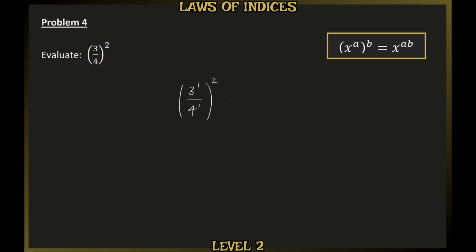So starting with the numerator, we're going to do 3 to the power of 1 to the power of 2, and so we multiply the two together, and we have 1 times 2 is 2. Similarly, in the denominator, 4 to the power of 1 raised to the power of 2. To do that, we can multiply these two together, and we have 4 to the power of 2. Since 3 squared is 9 and 4 squared is 16, our final answer to this problem is 9 over 16.